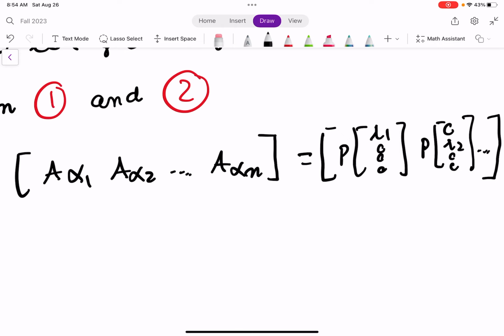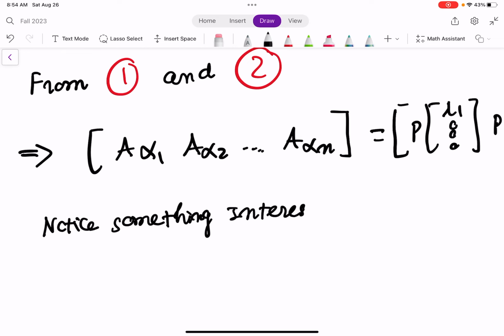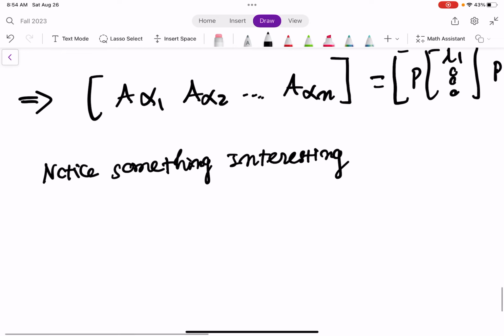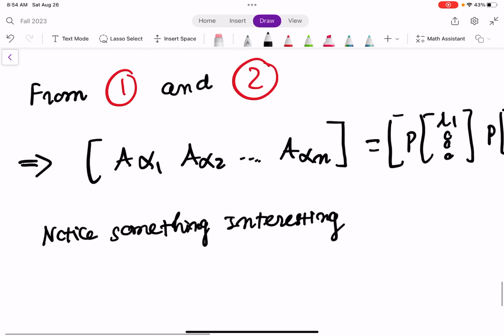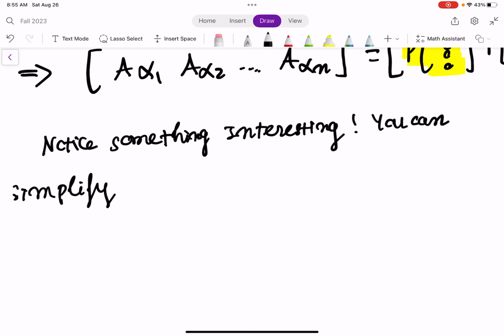There's something interesting you can notice. That interesting thing is this expression right here, P times alpha 1, 0, 0, 0. You can actually simplify many expressions on the right.